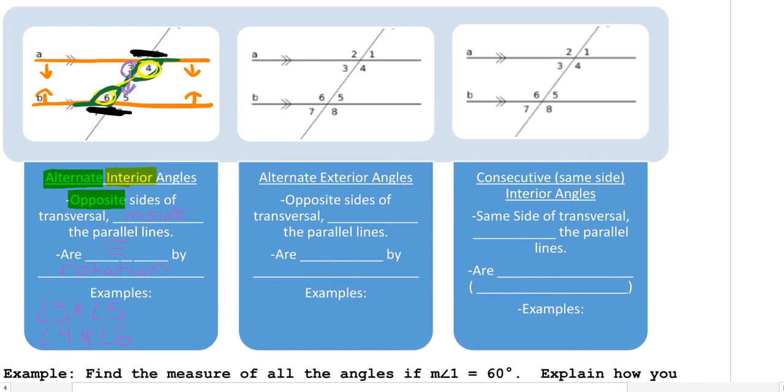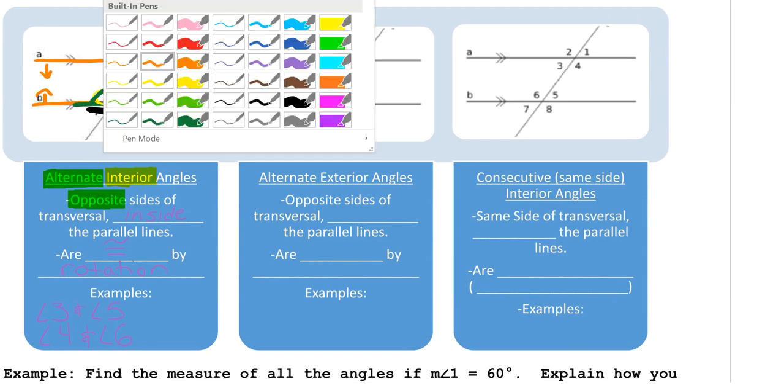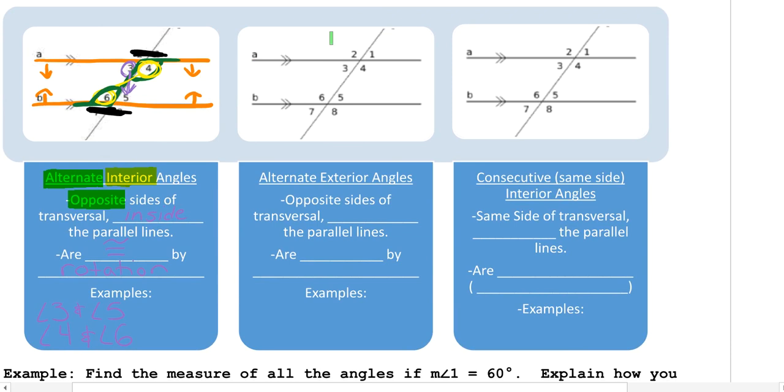So that's alternate interior angles. We then have a set of angle relationships that are called the alternate exterior angles. Alternate, as we discussed, means that you're going to have angles on opposite sides of the transversal. However, this time we're going to be looking at the exterior angles. And if you think again of the exterior of a house, that is outside. So alternate exterior angles are going to be found on opposite sides of the transversal outside the parallel lines.